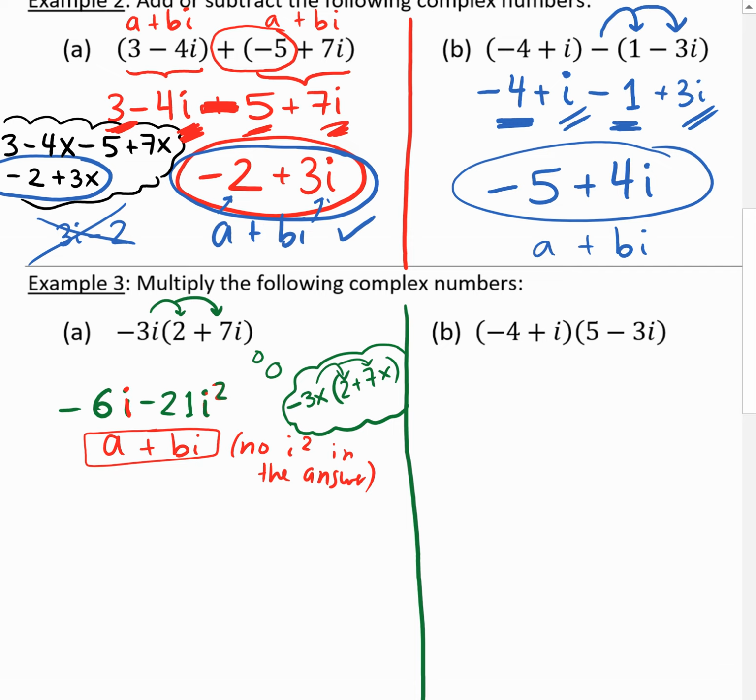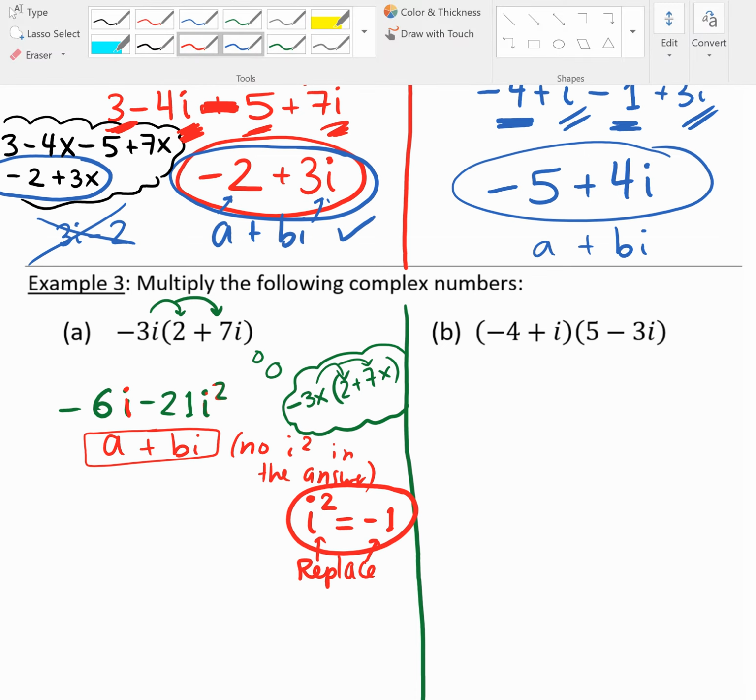Well, remember in the very beginning of this section, right when we defined what i was, we pointed out that i squared is negative 1. So what we're just going to do is every time we see an i squared from now on, we're going to replace the i squared with negative 1. That'll be my next step.